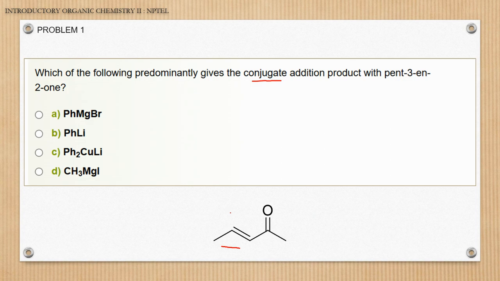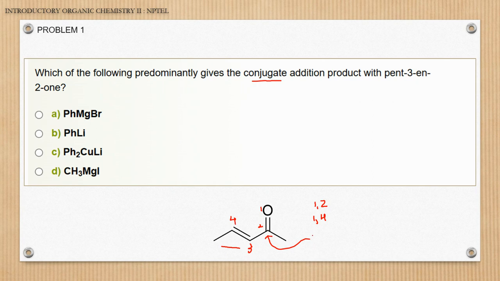First of all, you need to know that these alpha beta unsaturated ketones will undergo nucleophilic reactions in two manners: in 1,2 fashion and in 1,4 fashion. So what is meant by this 1,2 and 1,4? If the nucleophile is adding on this position, this is 1, 2, 3, and this is 4, right?